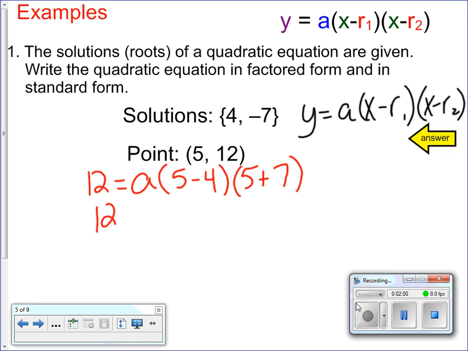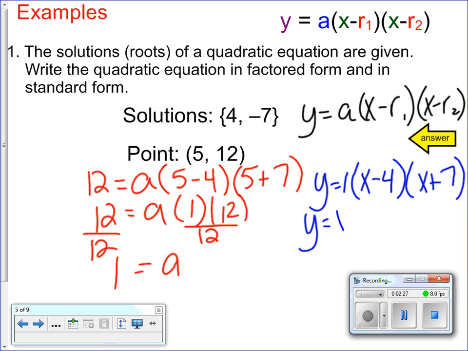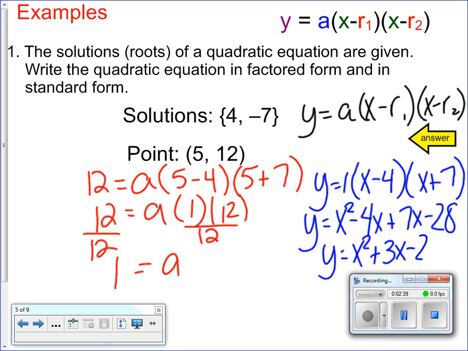So 12 equals a times 1 times 12. Divide both sides by 12, and we get a is equal to 1. So now we can fill in our equation. y equals 1 times x minus 4 times x plus 7. That gives us y equals x squared minus 4x plus 7x minus 28. So y equals x squared plus 3x minus 28. There's our equation in standard form.